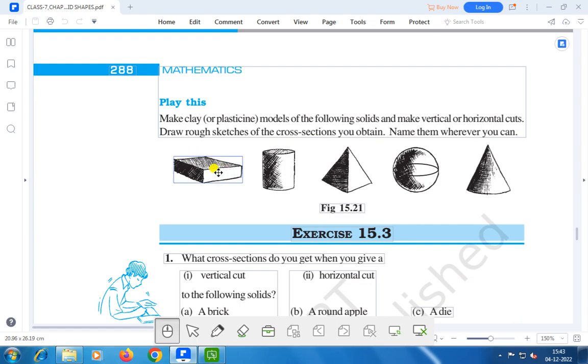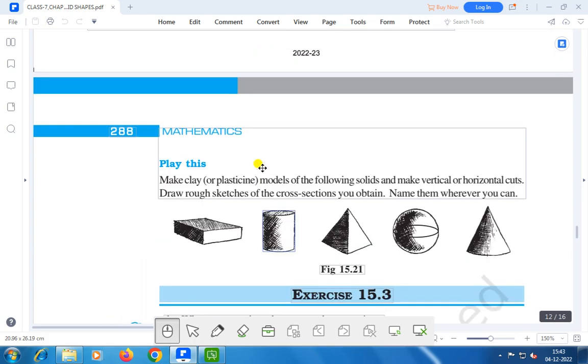You have to find the cross section. If you cut in this way, it will be a rectangle. If you cut in this way, you get a circle, right? And you can get different shapes of this cross section, either horizontal or vertical, right?